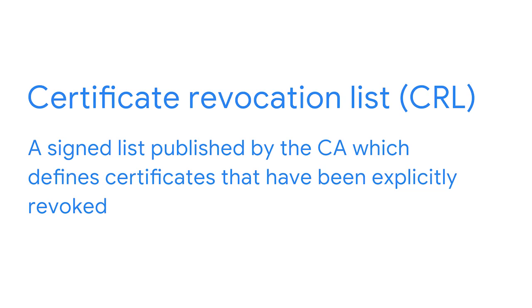Airport authorities also have a list of specific IDs that are flagged. If your ID is on that list, then you'll be rejected for air travel. Similarly, the certificate will be checked against the revocation list, or a CRL. This is a signed list published by the CA which defines certificates that have been explicitly revoked.